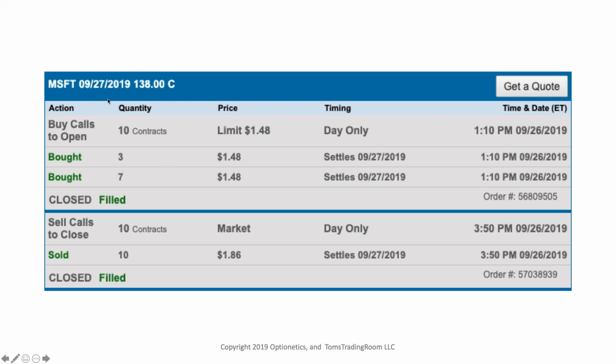So this was Microsoft. Just buying the 138 call, and this one went from 1:10 p.m. to 3:50 p.m. You can see a little bit of a bump there, right? 1.48 to 1.86. All right, that was 38 cents. Times 10, that's $380 for that particular trade.